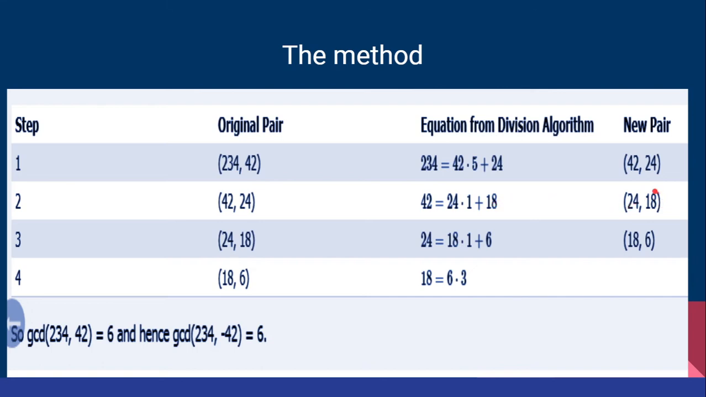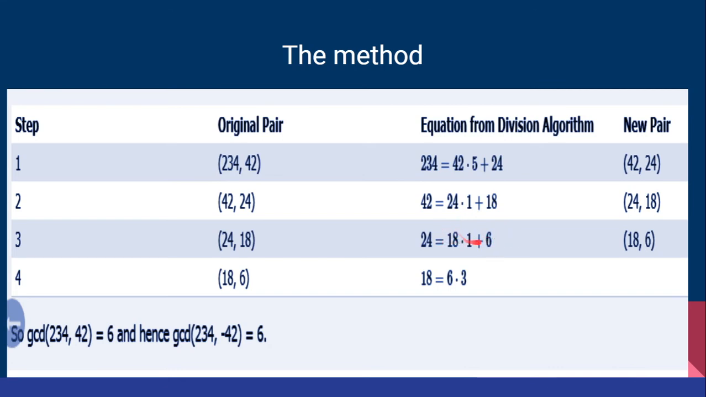Now we have to repeat these steps again and again until we cannot move further. We repeat the same step with 24 comma 18, which is the new pair. Now we have to find out how many times 18 goes into 24. So 18 ones are 18, plus the remainder 6. So we have written 24 as the divisor into the quotient plus remainder: 24 is equal to 18 plus 6. So now 6 is the remainder.